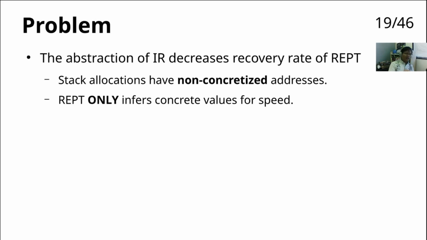But the problem we faced is that IR does some abstraction that causes REPT to have a much lower recovery rate than expected. The main reason for this is that REPT, in order to achieve very high recovery speed, decided that it will only use concrete values for state recovery, only concrete values.